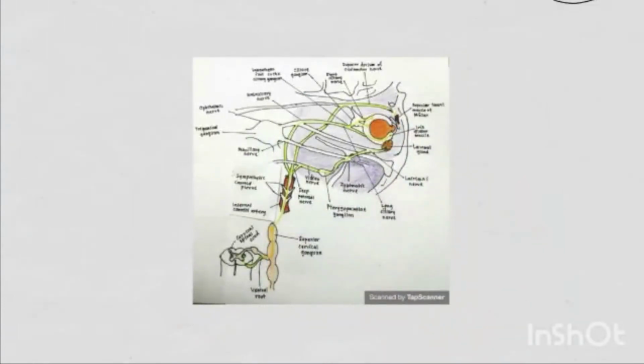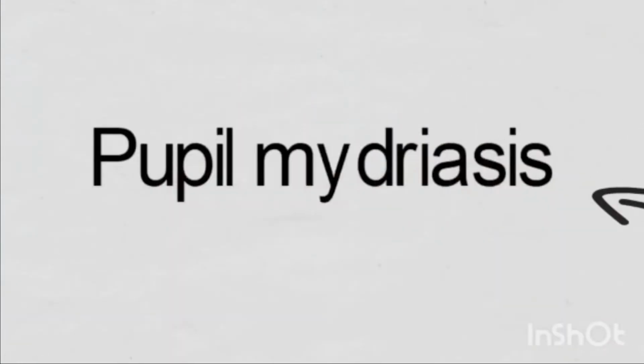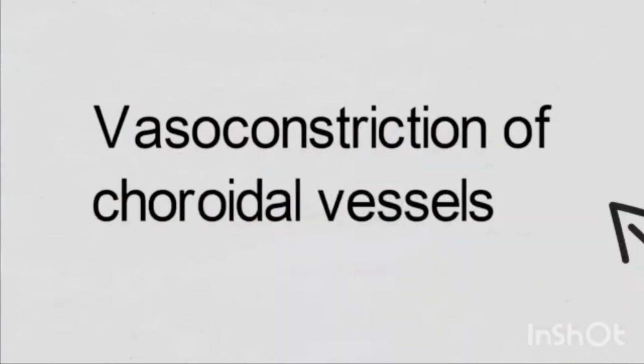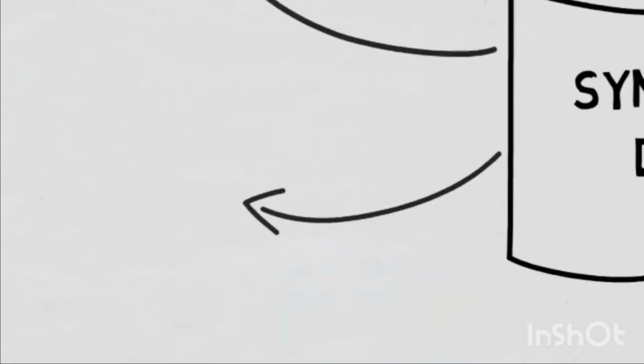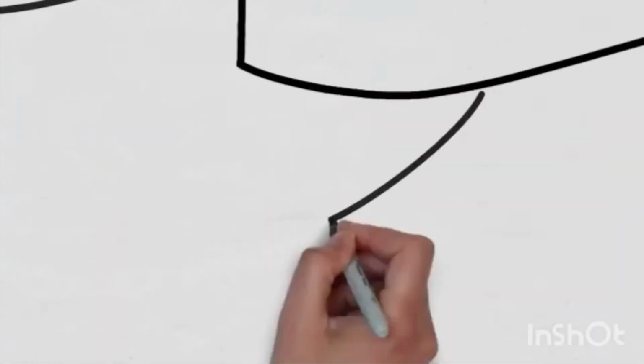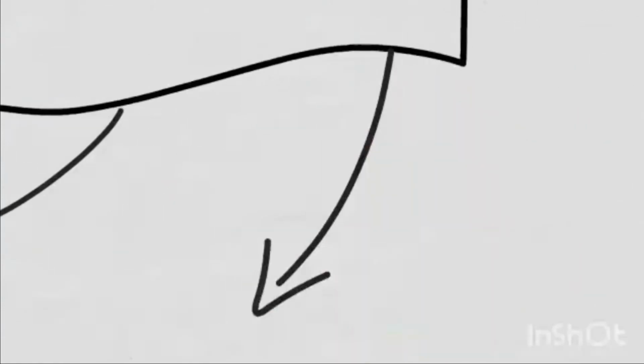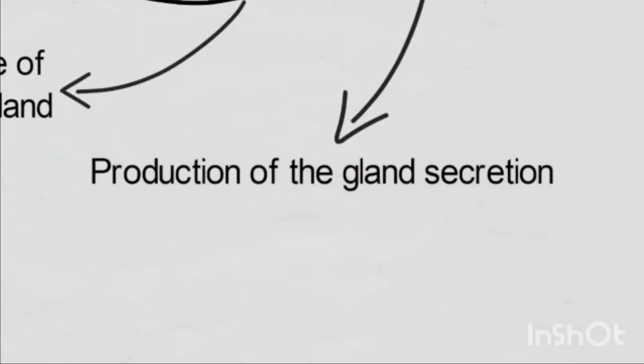This is the drawing of the overview of ocular innervation. Sympathetic is also known as the fight or flight response, and in ocular innervation it regulates pupil mydriasis, which is a condition where the pupil dilates, vasoconstriction of choroidal vessels, widening of the palpebral fissure, decrease of the lacrimal gland, and regulates production of gland secretion.